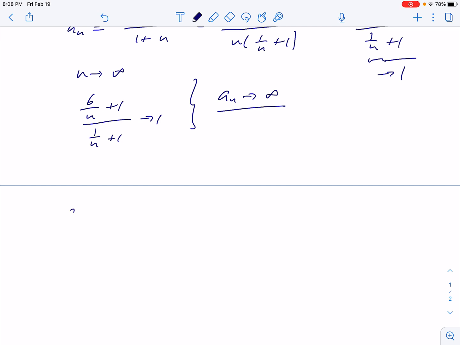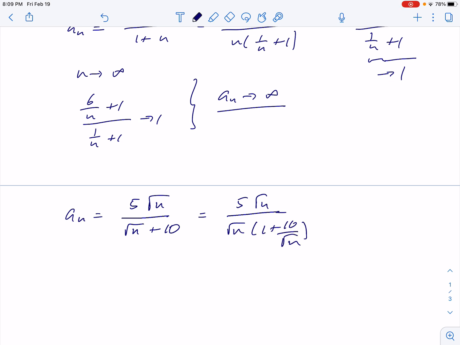Okay, here is another example. a sub n is 5 times square root of n over square root of n plus 10. Now we have here n to power 1/2, fractional power, but it works the same way. We factor this. On the top it's practically factored, 5 square root of n. If you factor this in the denominator, there will be 1 plus 10 over square root of n, reduced by root of n, and on the top we have now 5, over 1 plus 10 over root of n.